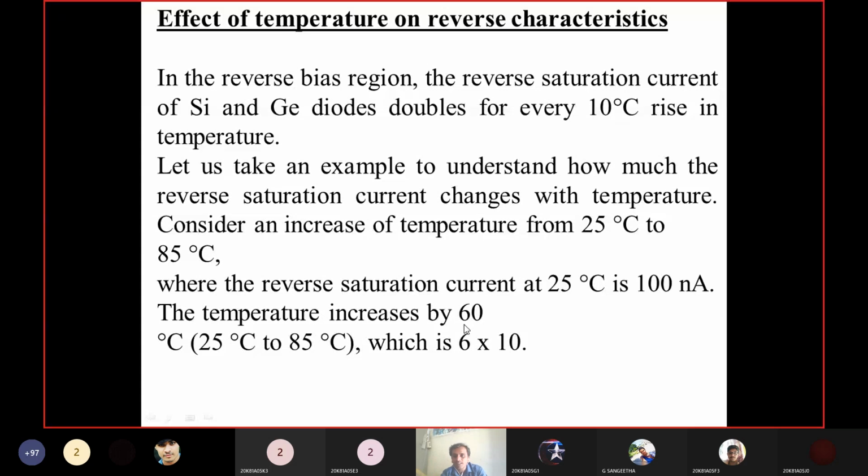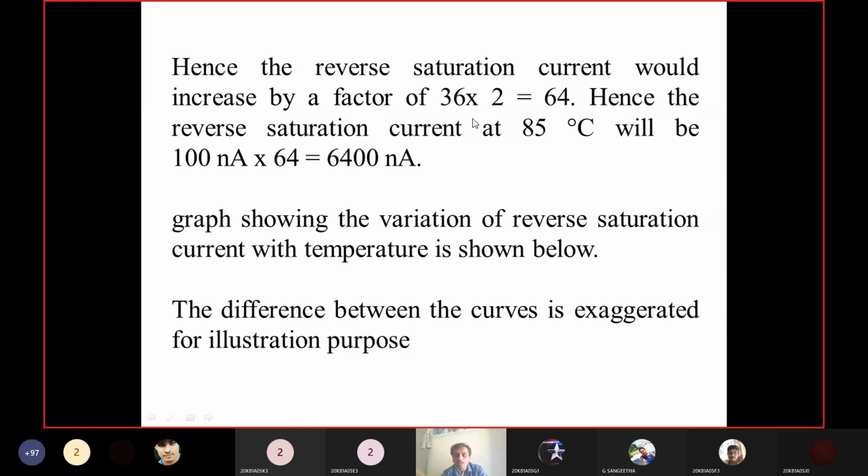So according to our statement, for each 10 degrees centigrade, the reverse saturation current will become double. So we can divide this 60 into 6 parts, so here n is 6. According to the formula, the reverse saturation current increases 2 to the power n times.